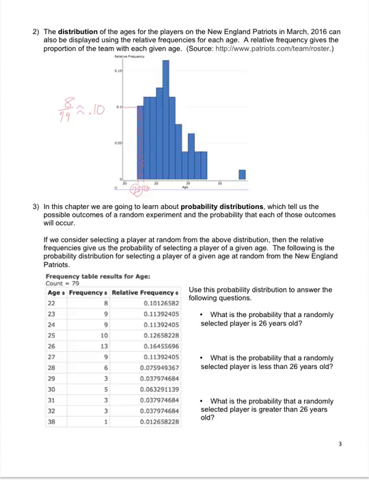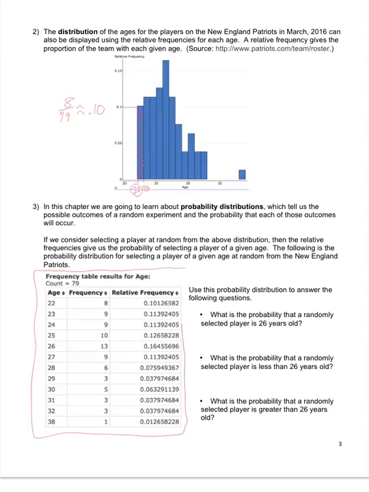All right, number 3. In this chapter, we're going to learn about probability distributions, which tell us the possible outcomes of a random experiment and the probability that each of those outcomes will occur. If we consider selecting a player at random from the above distribution, then the relative frequencies give us the probability of selecting a player of a given age. The following is the probability distribution for selecting a player of a given age at random from the New England Patriots. So here is our probability distribution.